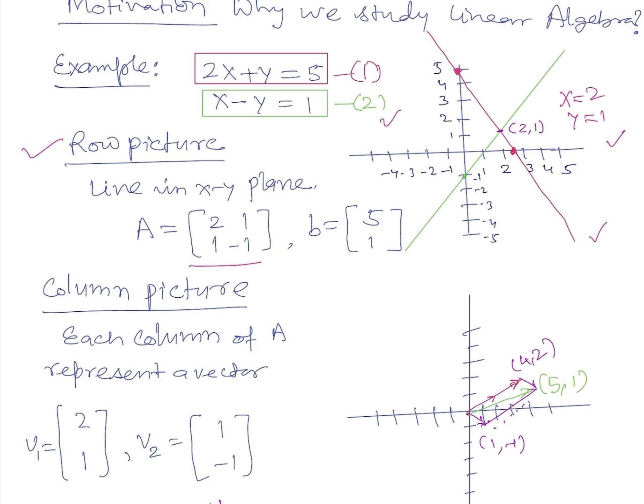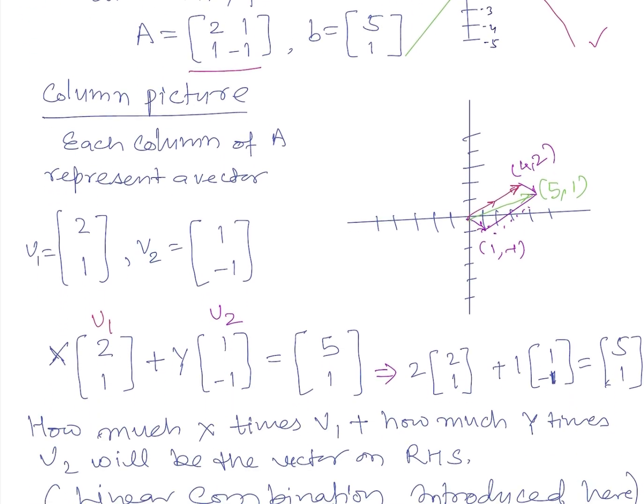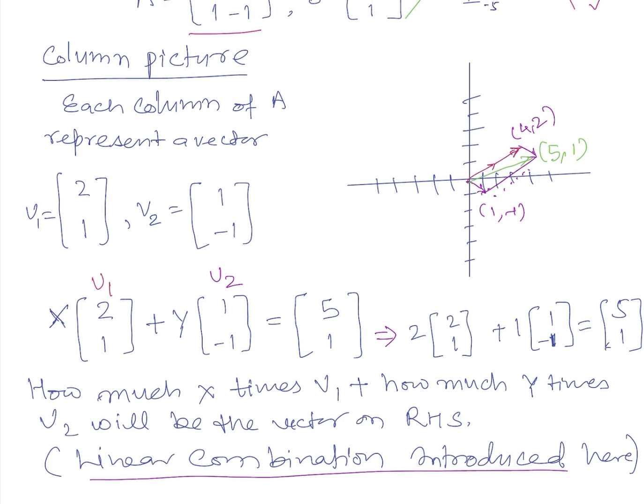Now I'm going to do the same problem in a different way. If you see the same equations, I'm going to use the column picture. Column picture means each column of A represents a vector, right? So this is the column. Column 1, column 2, let us say C1, C2. Column 1 is (2, 1), and column 2 is (1, -1), right? And we are going to call these the vectors v1 and v2.